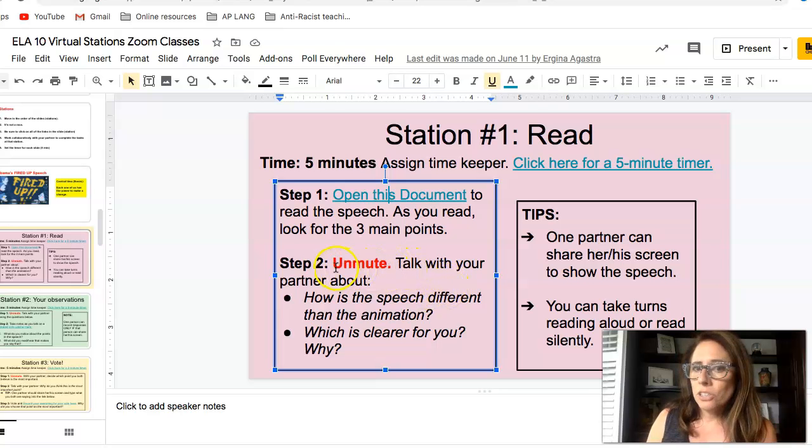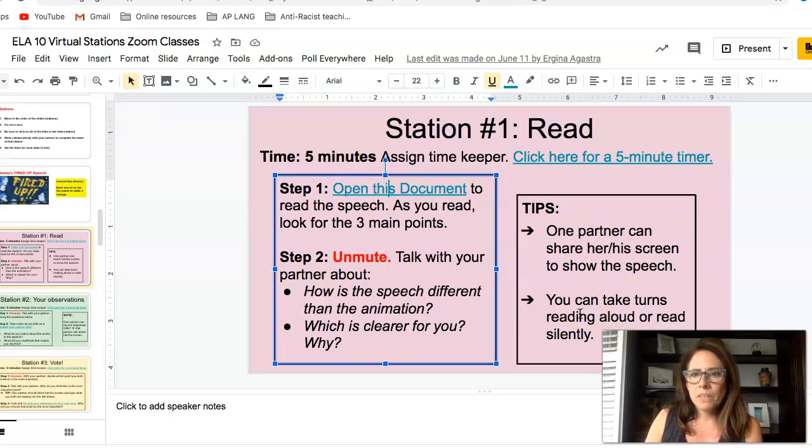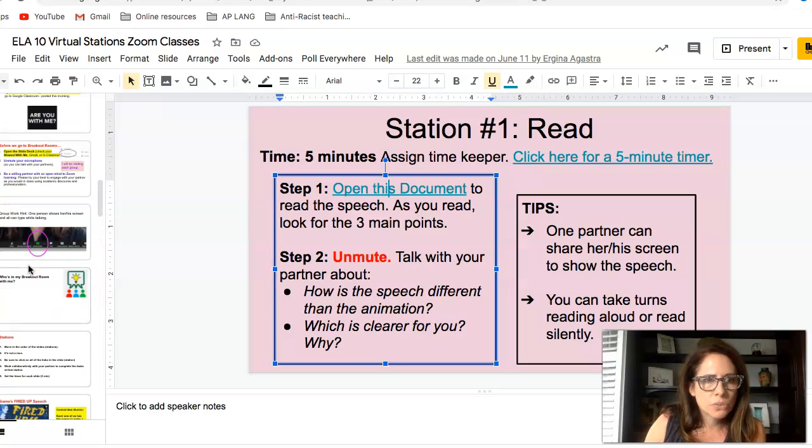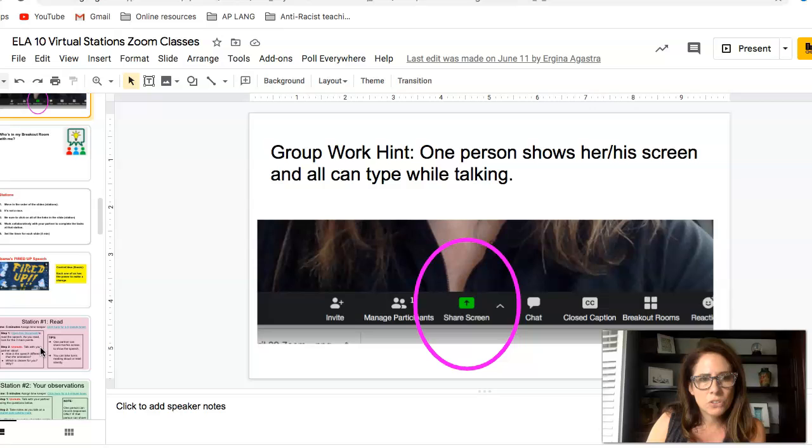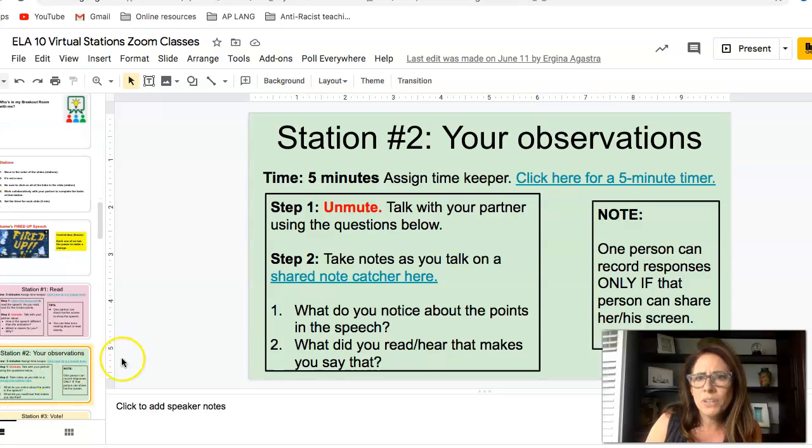That gets a little bit more tricky, but I just needed them to look at a common document. This station was just: read the text, and what do you notice that's different? So this was a talking station. I also give them some tips: they can read the text out loud and take turns, and one person, while everyone else is reading, can share her screen. Before we get into groups, I always show them how to share the screen with a visual. And they move on to station 2.